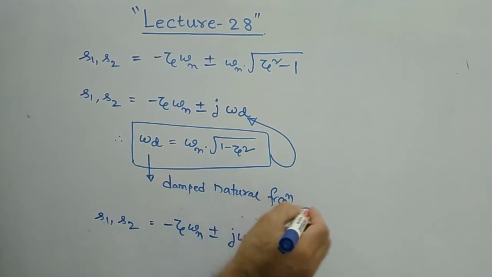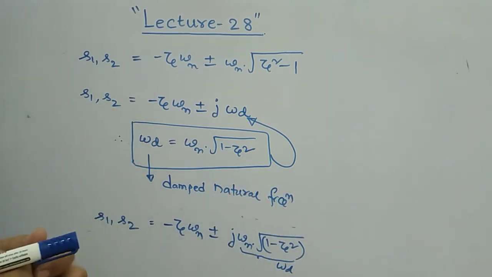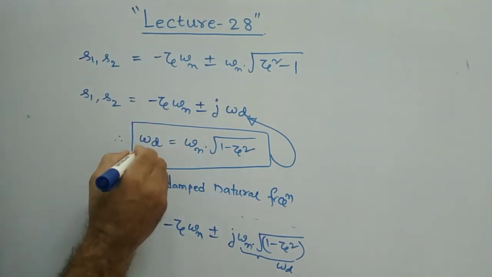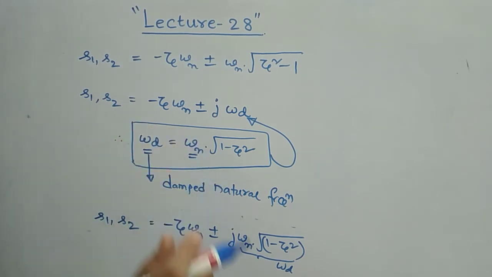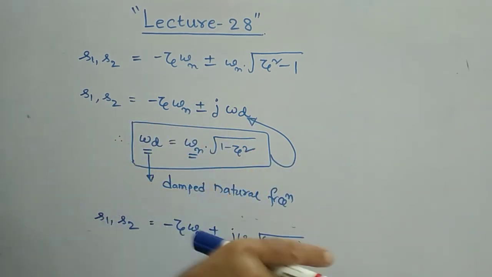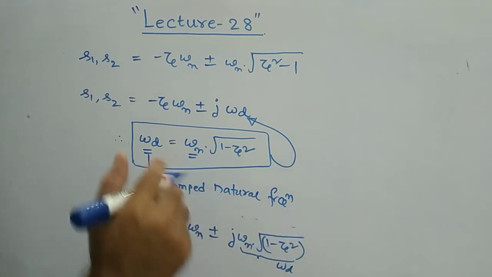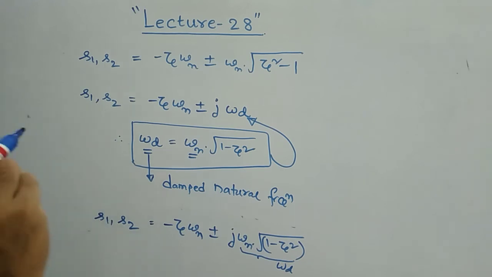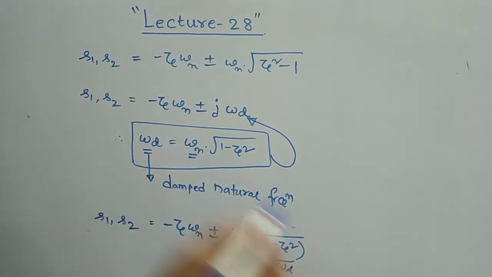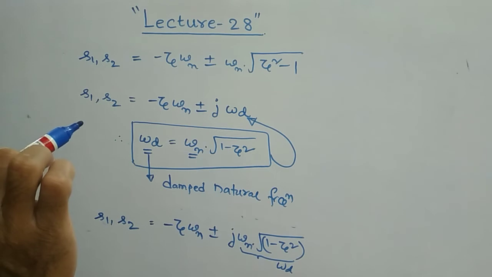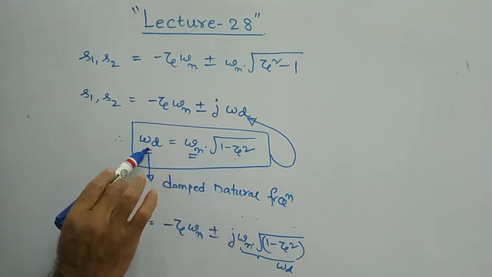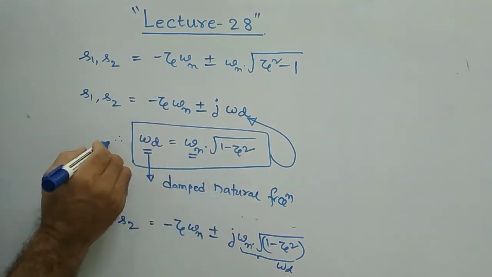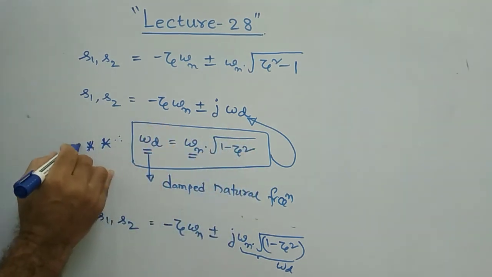In the beginning of the previous session, we have seen what omega n is. This is omega d, this is omega n. Omega n is nothing but the undamped natural frequency. Remember that. Whereas omega d is called the damped natural frequency, and the relation between the damped frequency and the undamped frequency is this. This relation is very, very important.